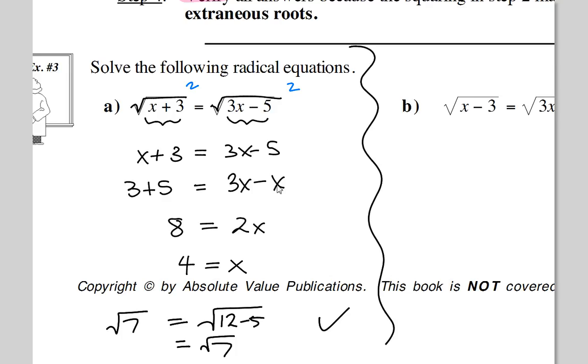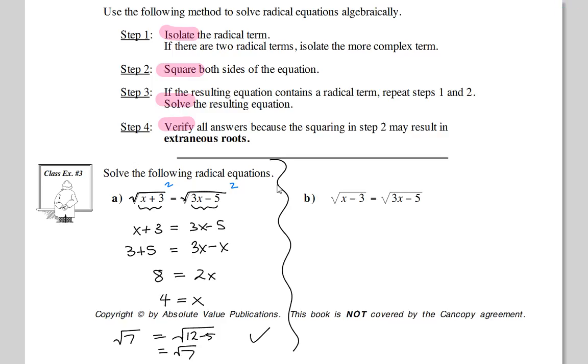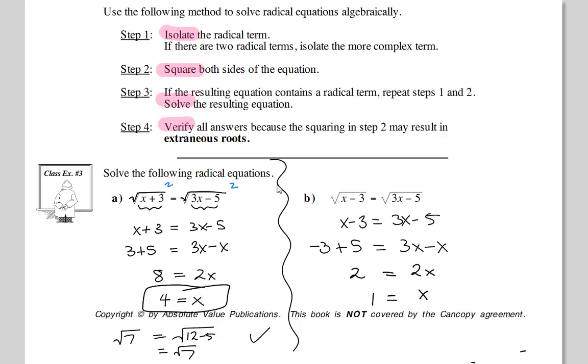Let's take a look at the next. Oh, this one's identical. Square both sides, what do you get? X minus 3 equals 3x minus 5. Same idea, put the x's on one side. This time it's negative 3 plus 5, you get 2. 2x, divide by 2, you get 1. Now verify, what happens when you plug in a 1 there? And if you put in a 1 there, you get the square root of negative 2 and you get the square root of negative 2.